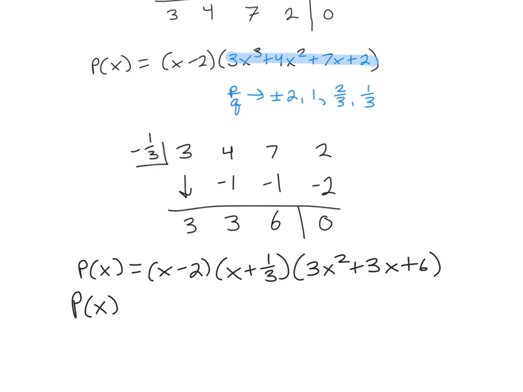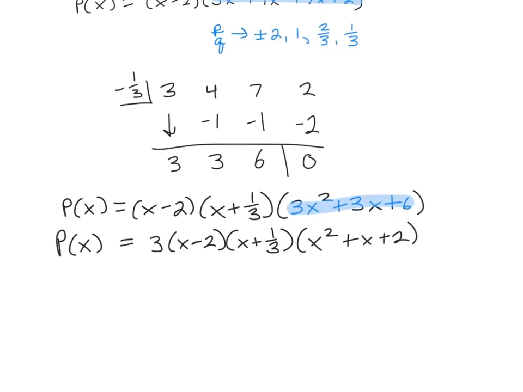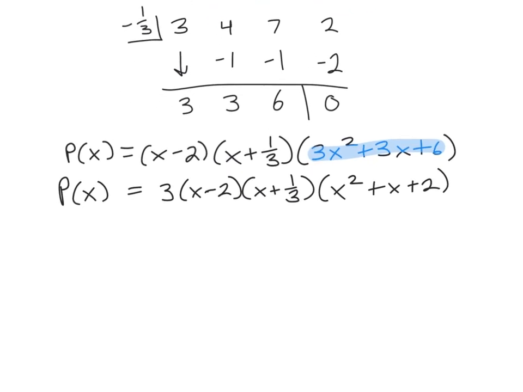So from this, we can factor out a GCF of 3. So let's reduce that down a little bit. So 3 times x minus 2 times x plus 1/3 times x squared plus x plus 2. And now I have a quadratic equation. So even though this quadratic equation is not factorable, we know that we can solve using the quadratic formula. So let's do that on the side.